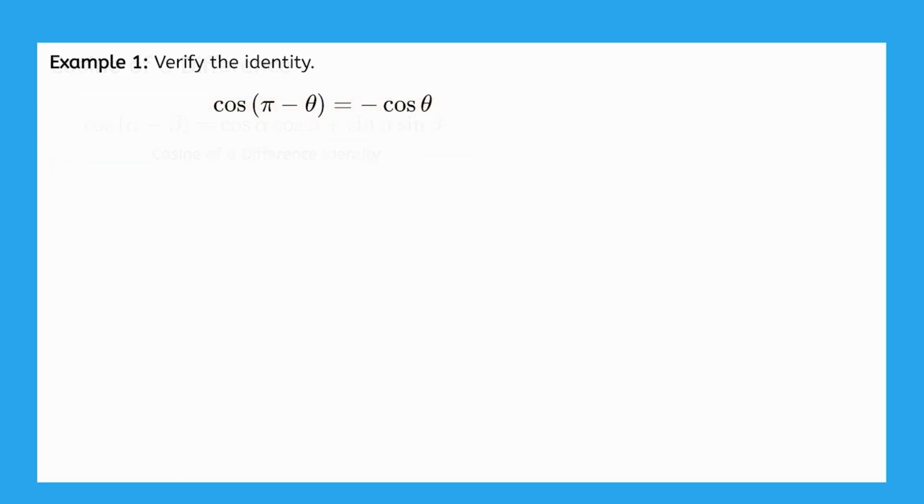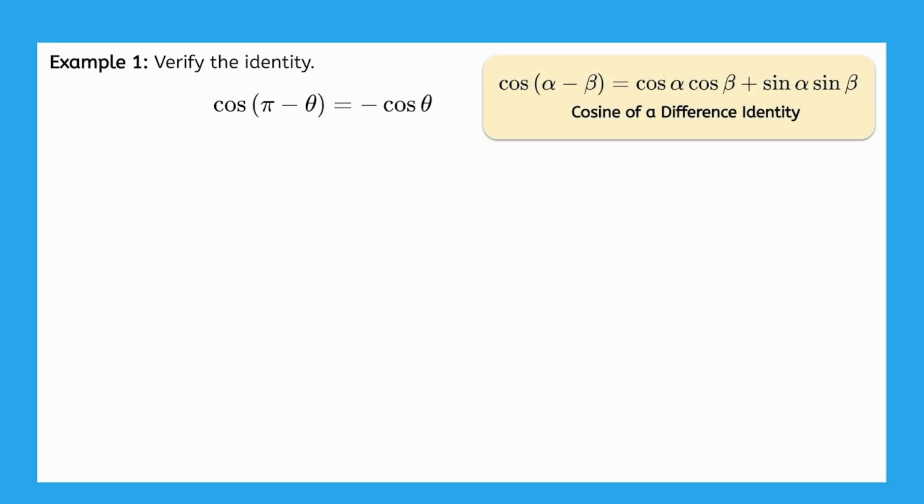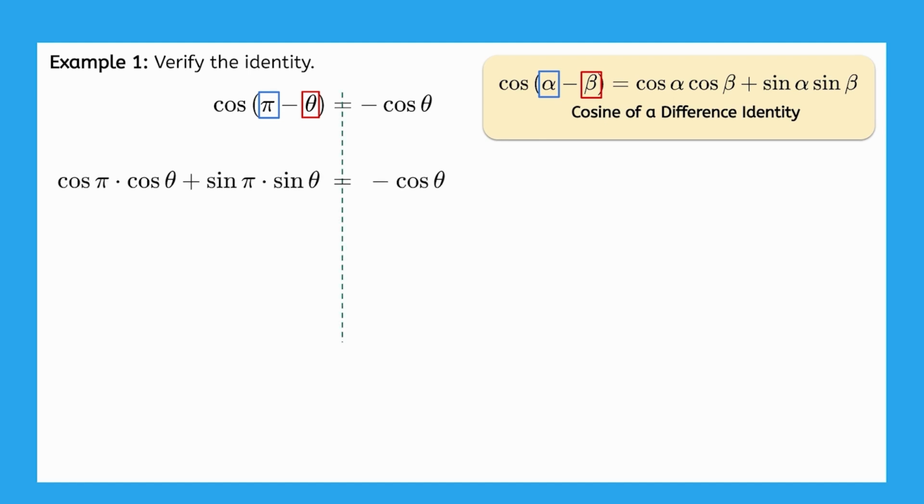Let's verify the identity cosine of pi minus theta equals minus cosine of theta. How could we use our new identity in this problem? On the left side, we have cosine of a difference. If we use pi as our alpha and theta as our beta, then we can use the identity to rewrite cosine of pi minus theta as cosine of pi times cosine of theta plus sine of pi times sine theta.